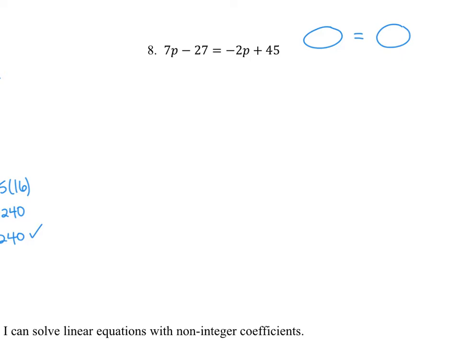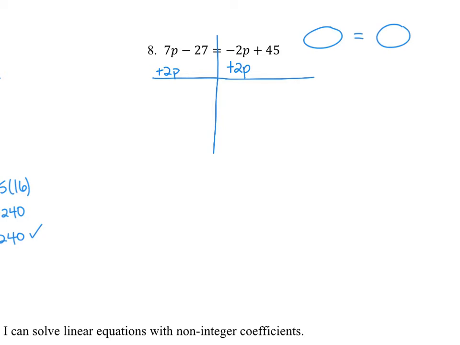I'm going to deal with my variables first, so I'm going to get rid of this negative 2p, because I know that will make my variables positive, and I have a positive 7p over here. So if I add 2p to both sides, make sure you keep track of your equal sign. Remember I used the line to help you keep track of that and make sure you're doing everything to both sides, not just one side.